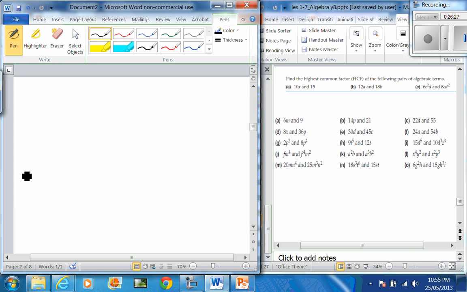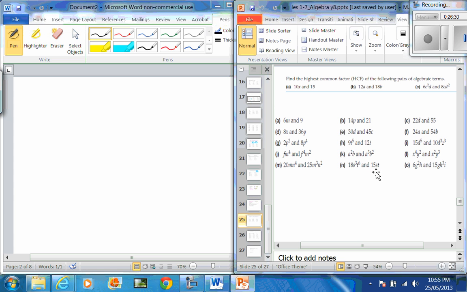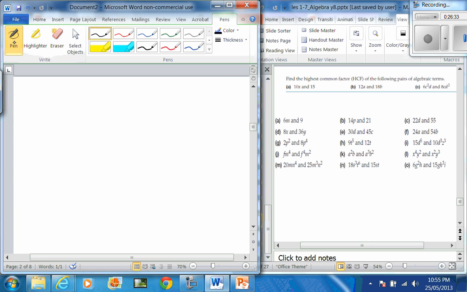Let's do another one. I'll do N and we're finishing. Let's do the N. The N reads, and I'll try to write it the best way possible: 18 S to the third, T to the sixth, and 15 ST. Let's expand, find the common things, and then factorize. Okay, what is this made out of?